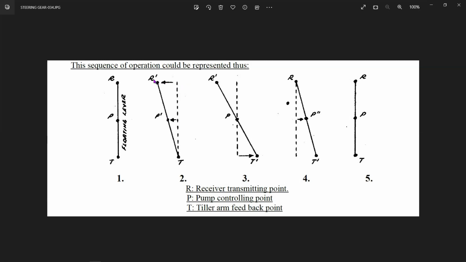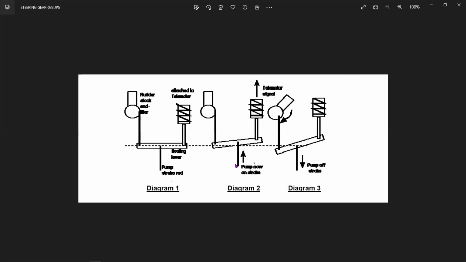Okay, the telemotor receiver gives to R dash, and now the pump control lever moves from P to P dash. As you see here, the pump control lever is also moved up, from one position to just come up. At that time, this point acts like a fulcrum. It means a point around which it articulates.